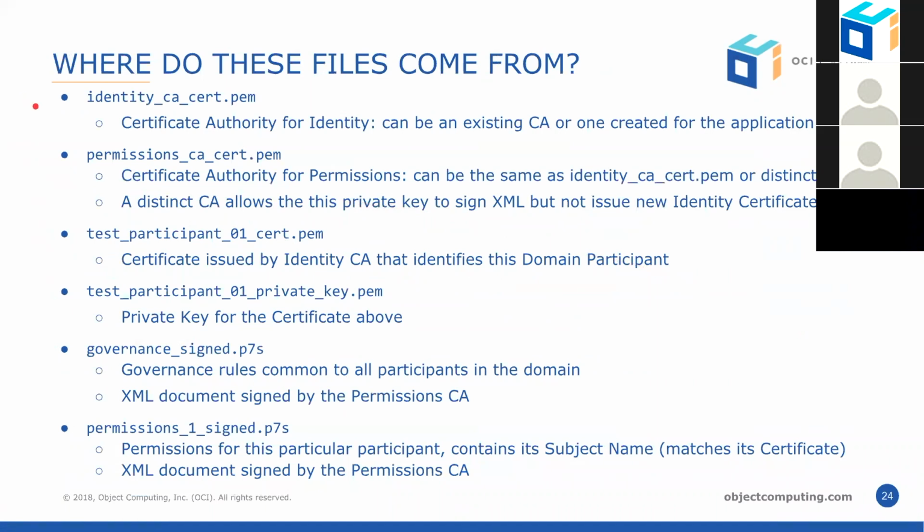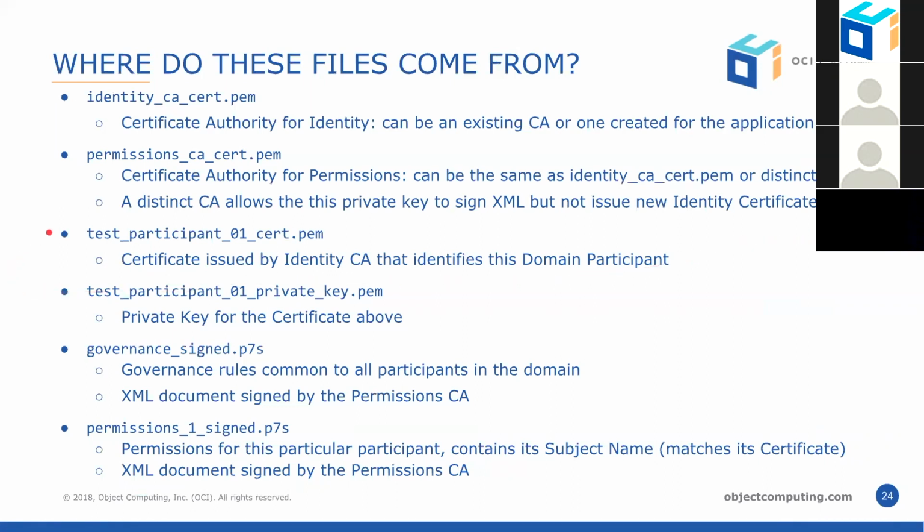Well, the first one is the identity certificate authority. So this is a .pem file, and it's the certificate for the CA. It can be an existing CA or one created just for this application. And that would be shared among all participants in the domain. Next is the permission CA. And this can also be the exact same as identity CA if you'd like, or it can be distinct. The reason why you might want a distinct CA is that this allows the private key to sign the XML, but not to issue new identity certificates. So that's completely a decision that's up to the application, whether those should be the same or different.